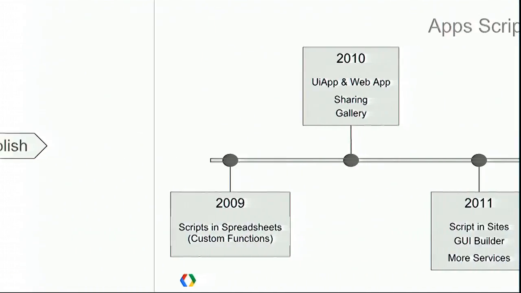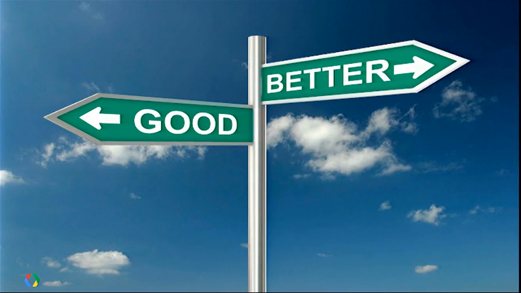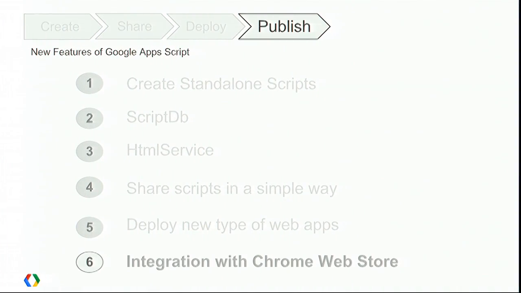So publishing is not new to AppScript, right? We had this script gallery, but it was more of a way of sharing code amongst developers. It was not really a mechanism where apps could be discovered, installed, uninstalled, right? So that was good. It really serves its purpose, but we want to do, again, something really, really good. And so we are launching integration with Chrome Web Store.